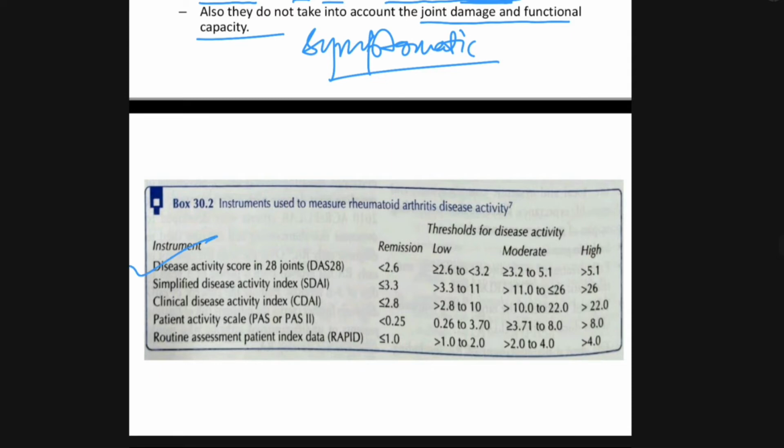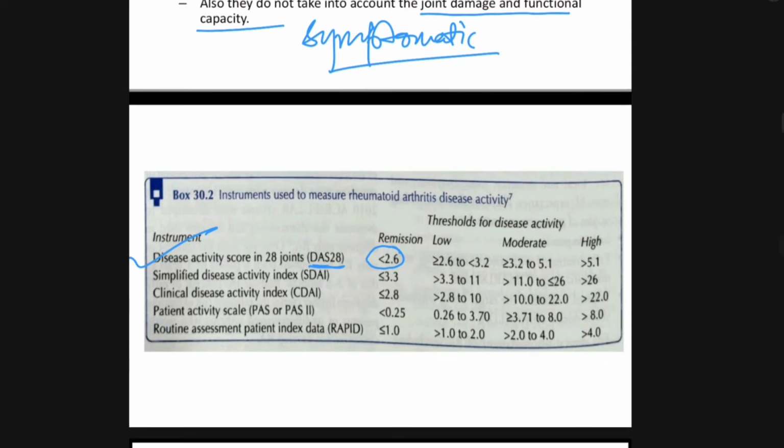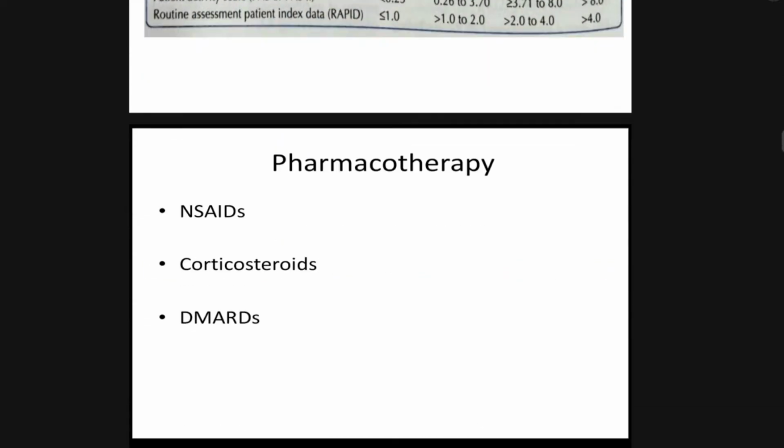Now, the most commonly used is your DAS28 score. You have Android and Apple based apps for calculating these. You don't have to go into learning the criteria of this. You just have to know that the remission target is a value of less than 2.6. The rest of the values can be easily seen in the app.